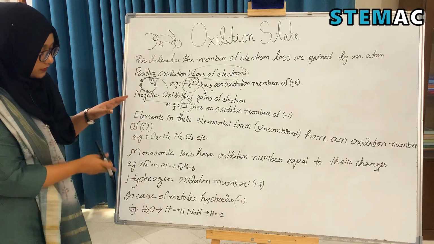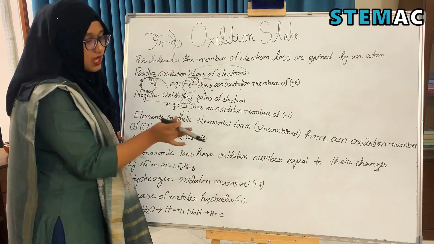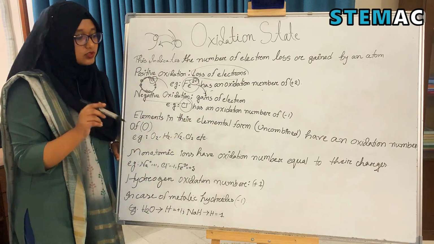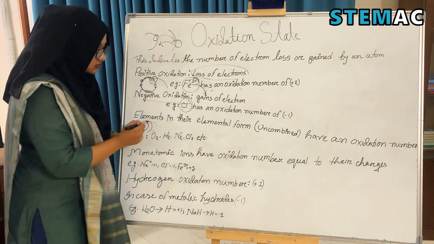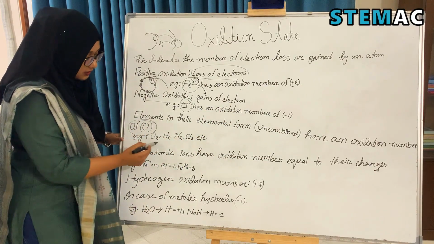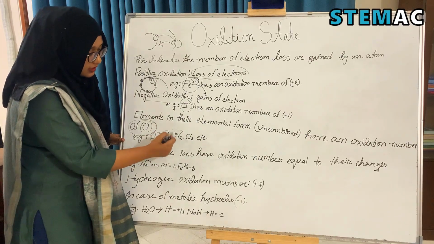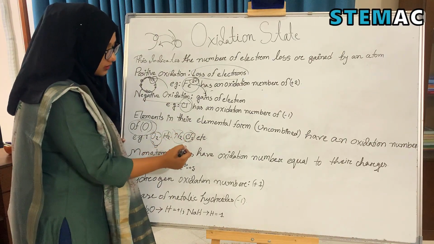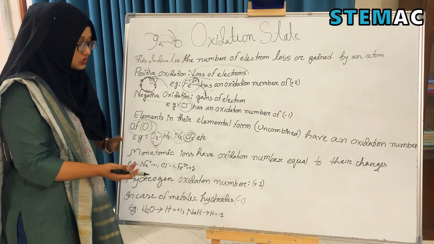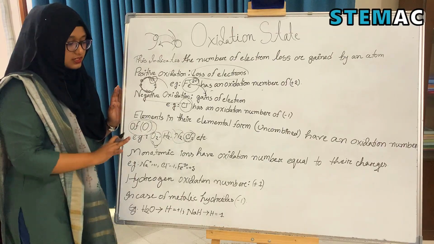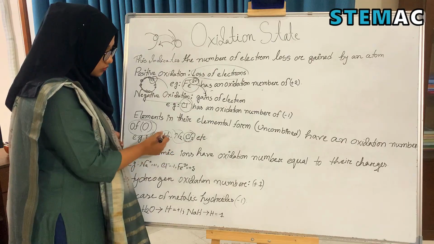Now, elements in their elemental, uncombined form have an oxidation number of 0. For example, oxygen O2 has 0, and H2 and Cl2 also have 0 oxidation number. This always happens with these elements.